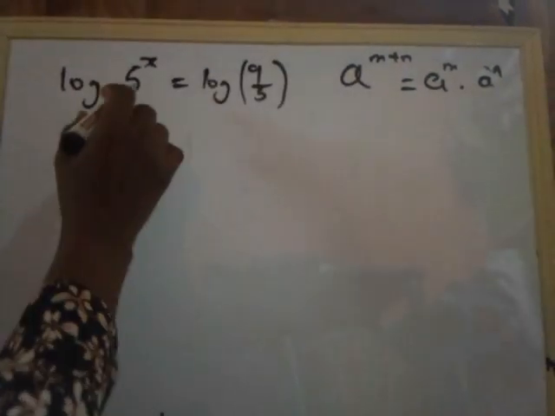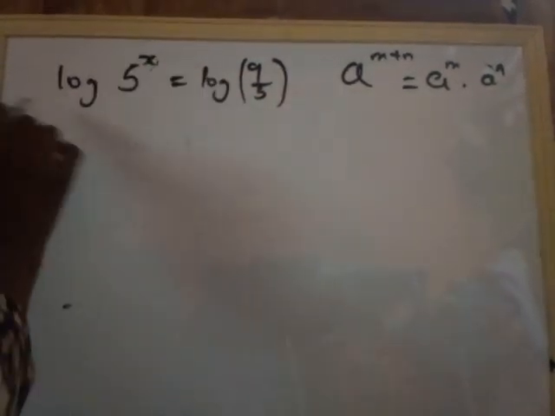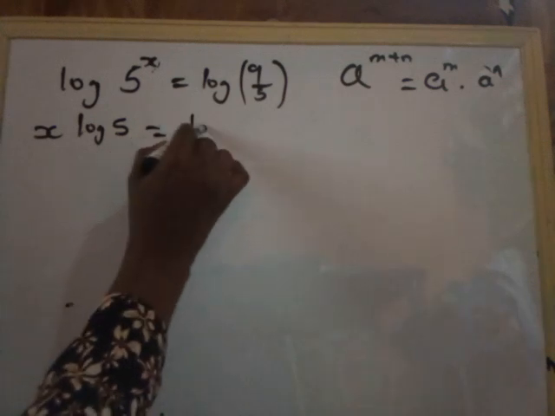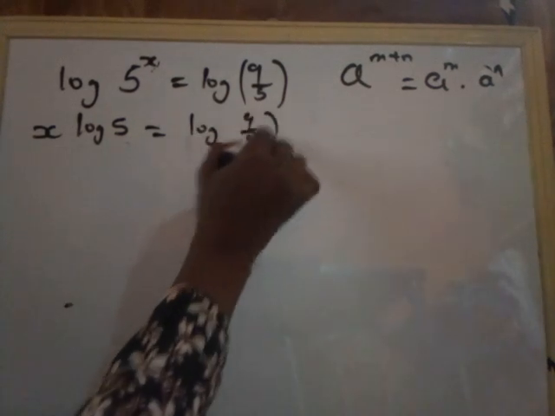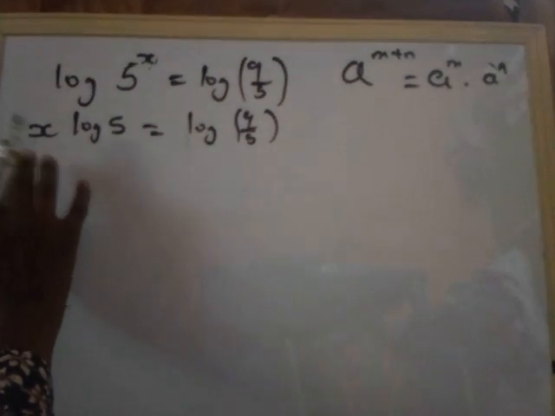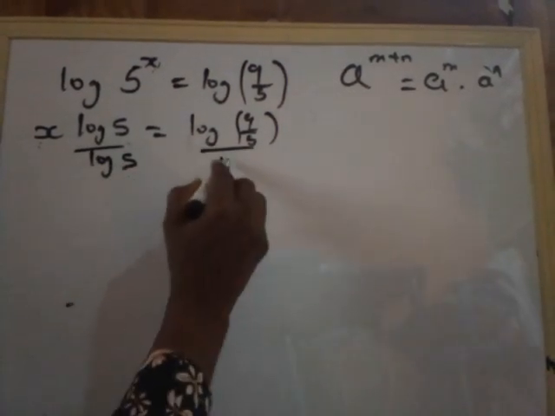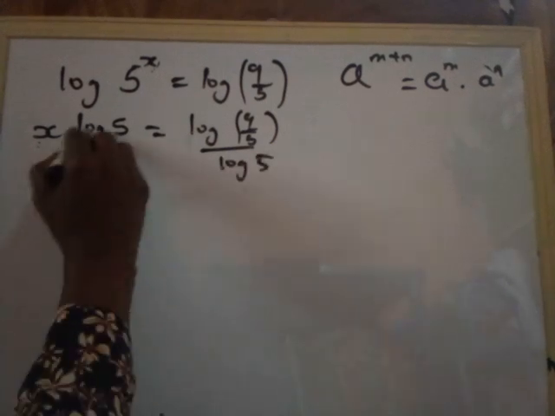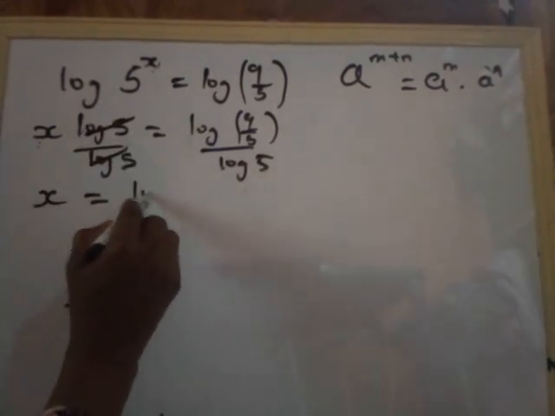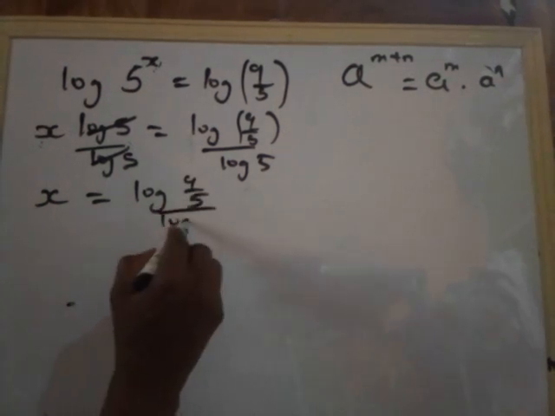So like I was saying, when you take the logarithm of both sides, you have this. So this power comes behind it. So we have x log 5 is equal to log 9 over 5, right? So we can divide both sides by log 5 to have x here. So I'm going to divide by log 5, and divide this also by log 5. So this log 5 cancels log 5. So we have x is equal to what? Log 9 over 5 over log 5.